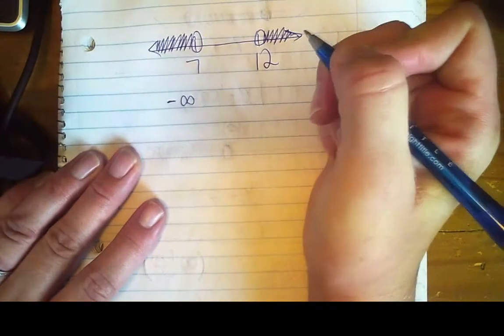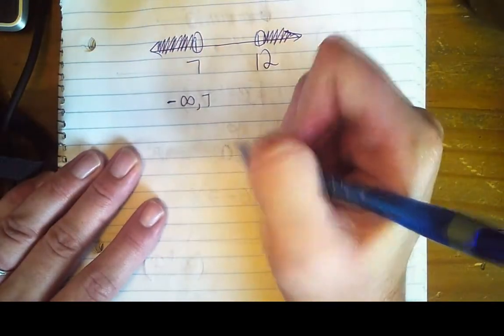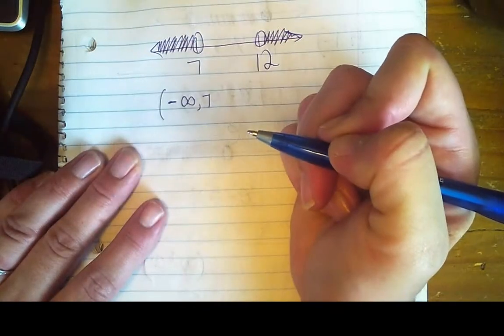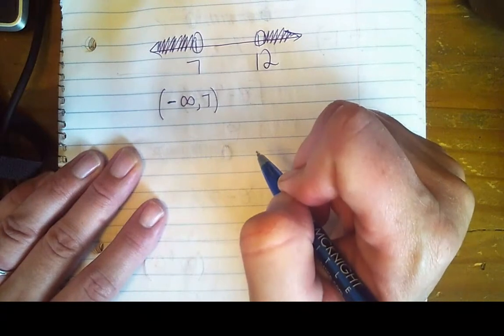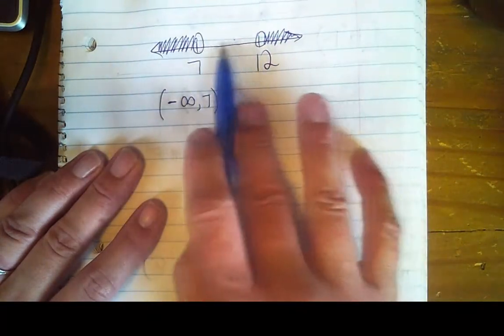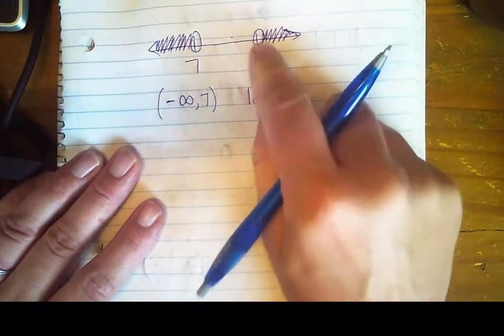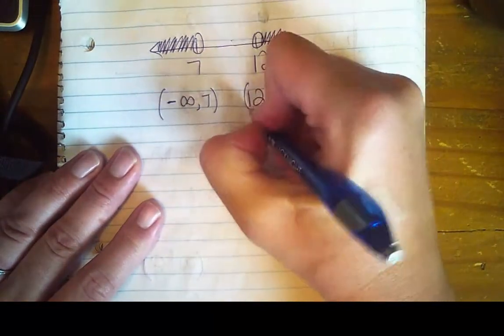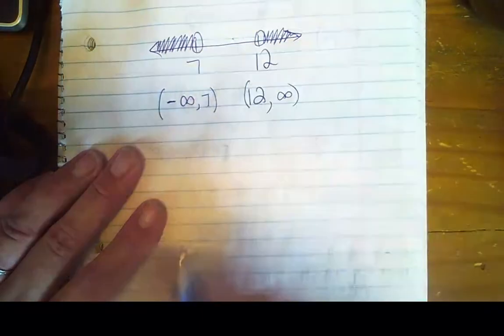So start reading it from left to right. Where does your answer start? My answer starts in -infinity. Where does my answer end? It ends at 7. The infinities always get soft brackets, and this also means soft bracket. Well, I cannot use anything in here. Where does my answer pick back up? My answer picks back up at 12. I'm not allowed to touch it. And then where does it shoot off to? It goes up to positive infinity.